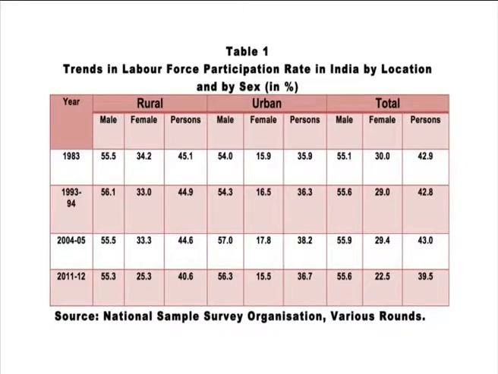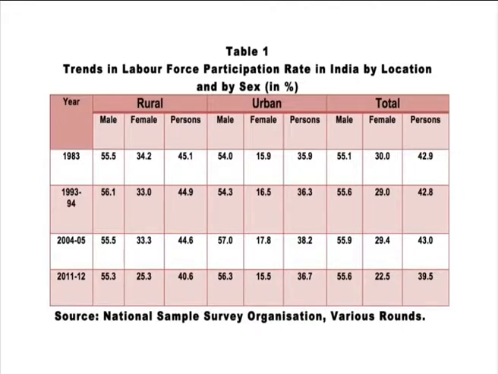We can see from this table that the female labor force participation rate has declined from 30% in 1983 to merely 22.5% in 2011-12, while the male labor force participation rate has remained almost stable at 55 to 56% during this period. It is obvious that the decline in overall labor force participation rate in the country is mainly due to decline in the labor force participation rate by females.